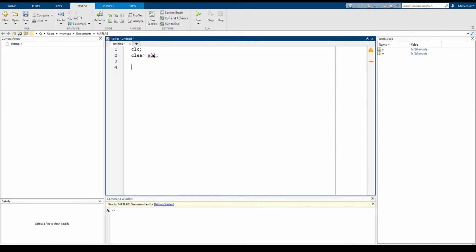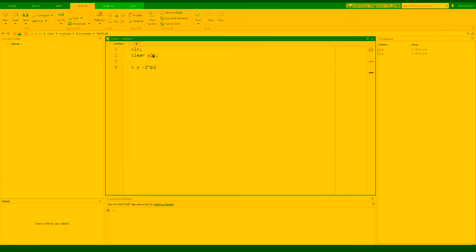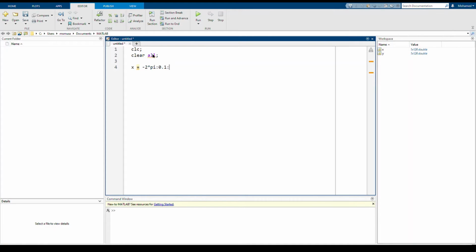Next, we set our domain of x to be from minus 2 pi to positive 2 pi, with a spacing of 0.1. So, let's write minus 2 times pi, colon, 0.1, colon, 2 times pi.